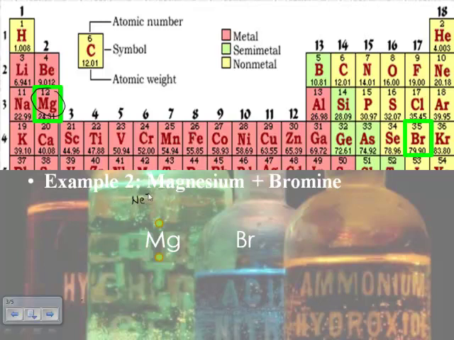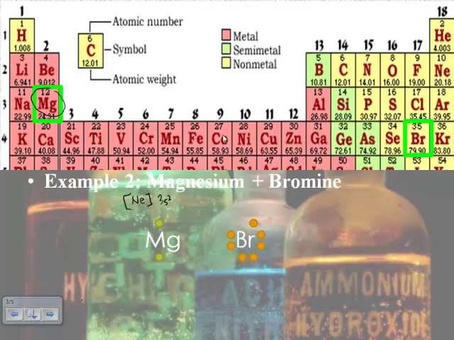We have the configuration of neon and then 3s2, and that's it. So that's not a very stable configuration. It's close to neon, but it's got two extras. And then here's bromine.